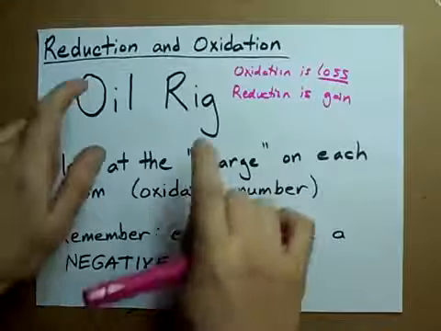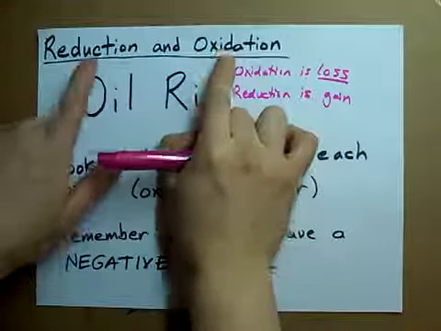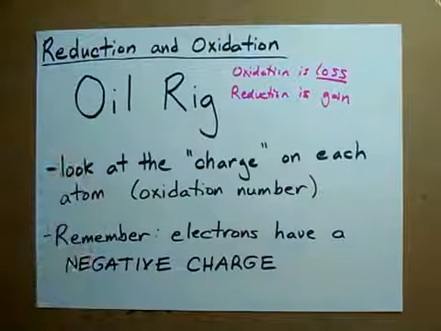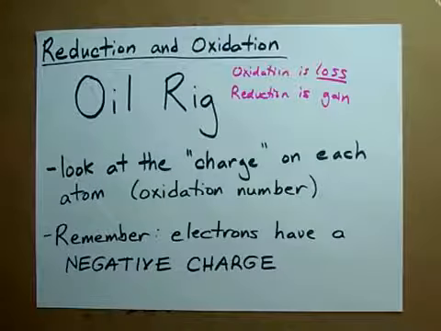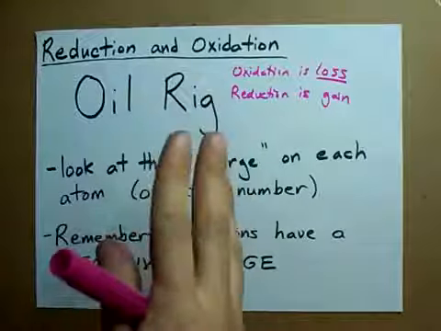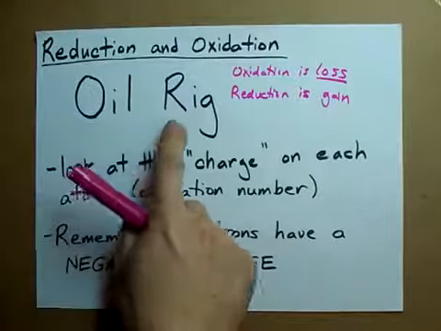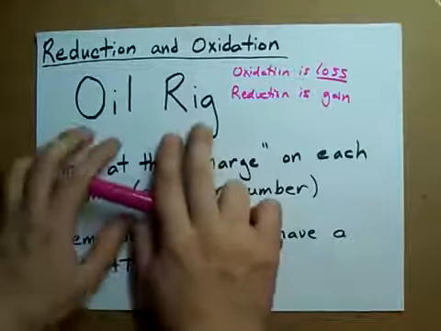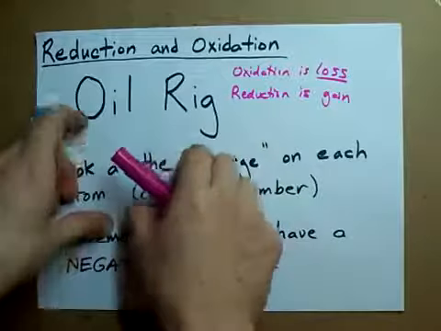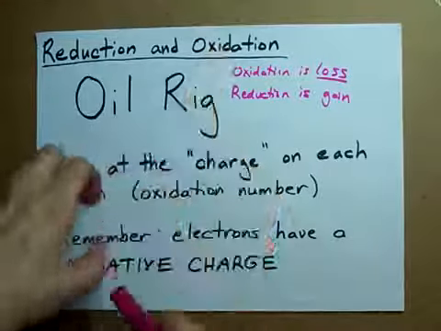Alright, today I want to talk about reduction and oxidation of atoms in compounds during chemical reactions. What I need you to remember for this entire video is OIL RIG. This is a little acronym that's going to help you remember the difference between reduction and oxidation.